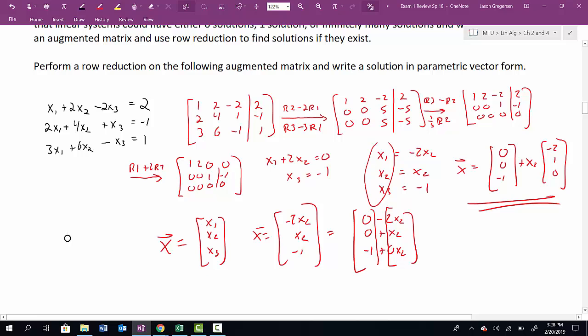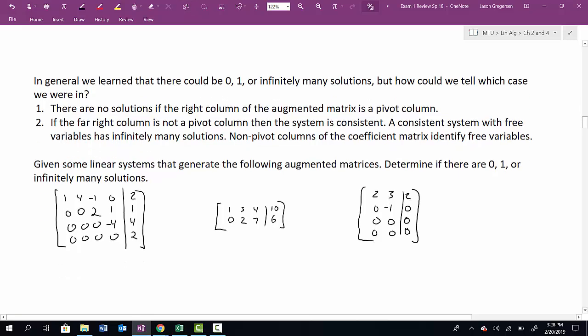All right. So we had infinitely many solutions. We kind of know why. We were looking at the pivots, and those really help us determine that. And generally we learned we have 0, 1, or infinitely many solutions. How can we tell? There are no solutions if the right column of the augmented matrix is a pivot column. If the far right column is not a pivot column, then the system is consistent. There's some of our vocab. Consistent if there are solutions. A consistent system with free variables has infinitely many solutions. And the non-pivot columns of the coefficient matrix identify free variables. Okay? That's all the words.